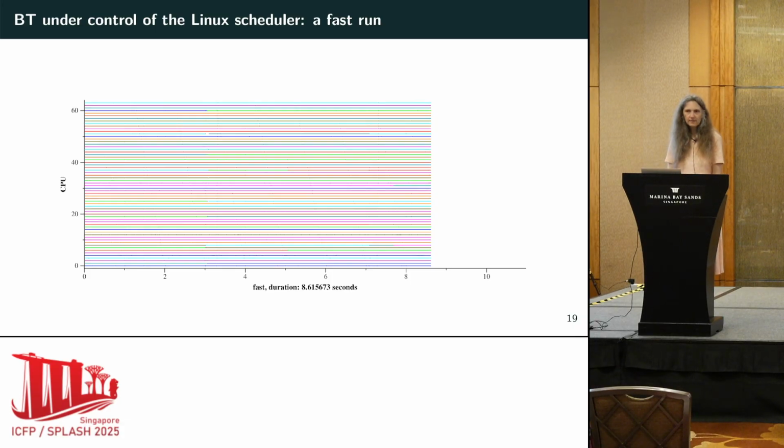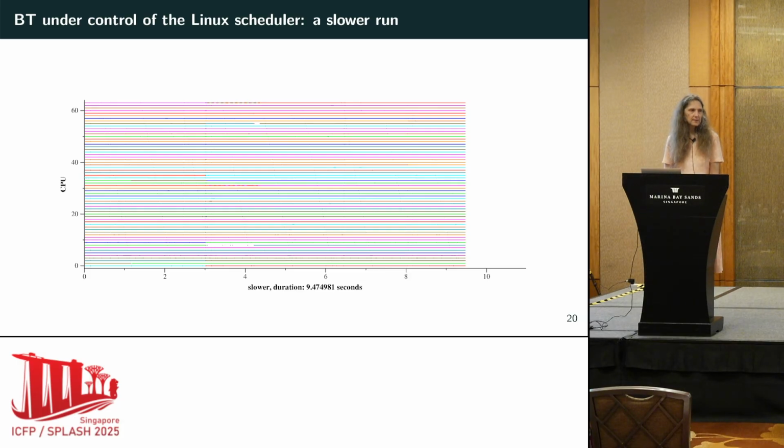What I said the ideal situation would be is we put the tasks on the cores and they just sit there and run as fast as possible. That's not what seems to happen in practice. They seem to move around a little bit, but it doesn't seem very distressing. They seem to keep going, and we get reasonably good performance. On the other hand, here's a slower run.